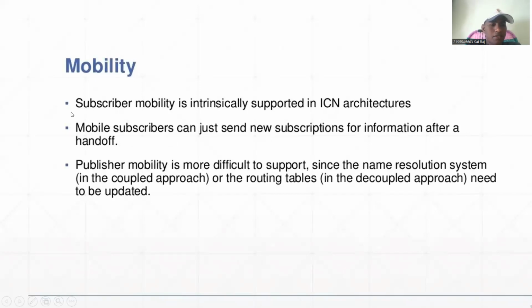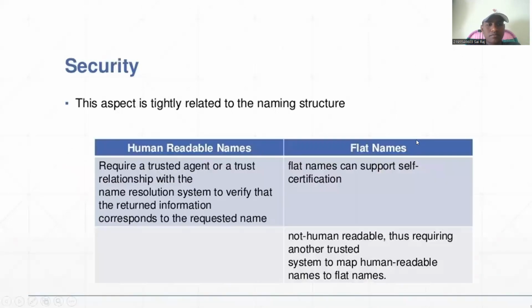Mobility. What is mobility? Subscriber mobility is intrinsically supported in ICN architectures. Mobile subscribers can just send a new subscription for information after a handover. Publisher mobility is more difficult to support since the name resolution systems in the coupled approach, or the routing tables in the decoupled approach, need to be updated.